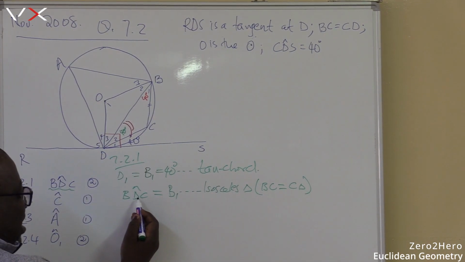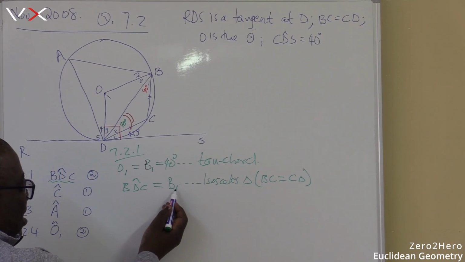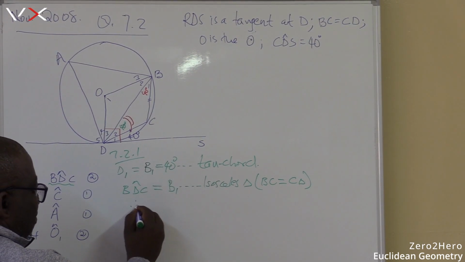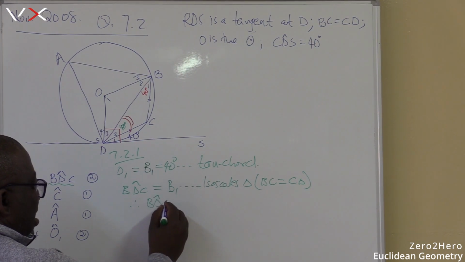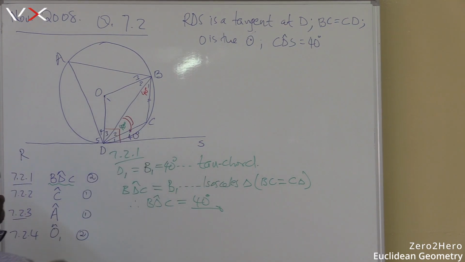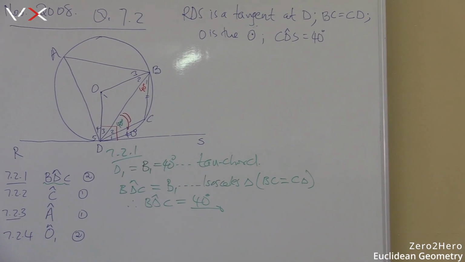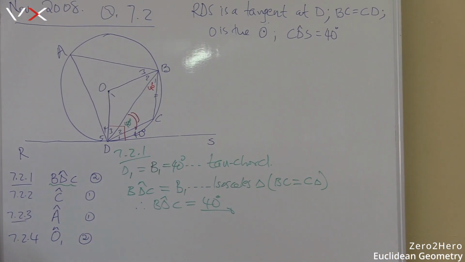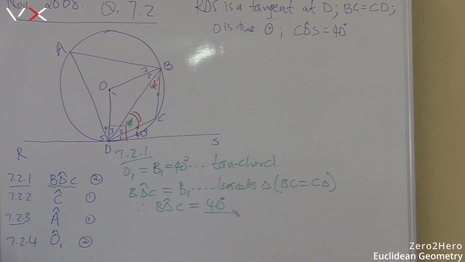Remember, we're looking for BDC. BDC is equal to B1, but B1 is equal to 40. Therefore, BDC is equal to 40 degrees as well. This angle is equal to 40 degrees, the one that we're looking for. It's just 2 marks. It's very easy. Just apply theorems exactly as you see them.